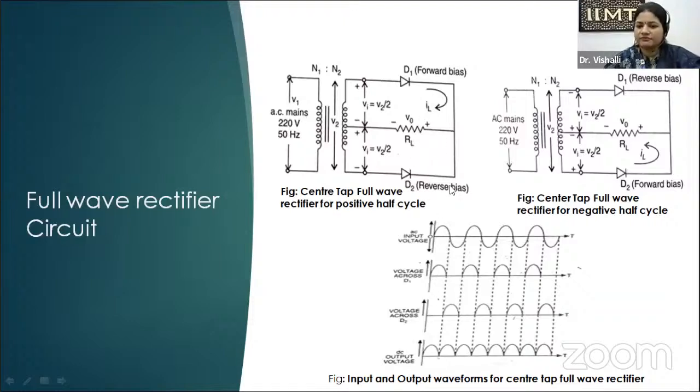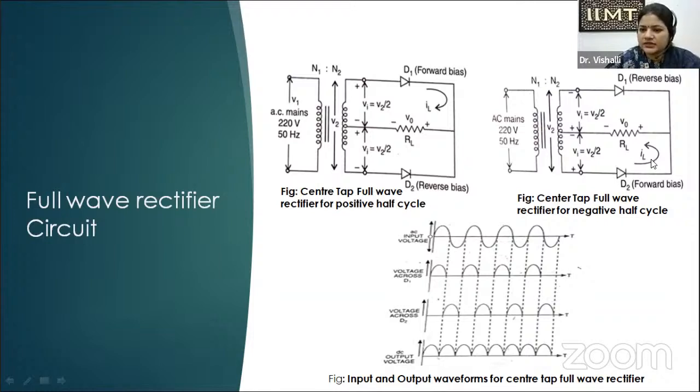Now for the next half cycle, the negative half cycle, the polarity reverses. The upper end becomes negative and the lower end becomes positive. Due to this, diode D1 will now be reverse biased and diode D2 will now be forward biased.